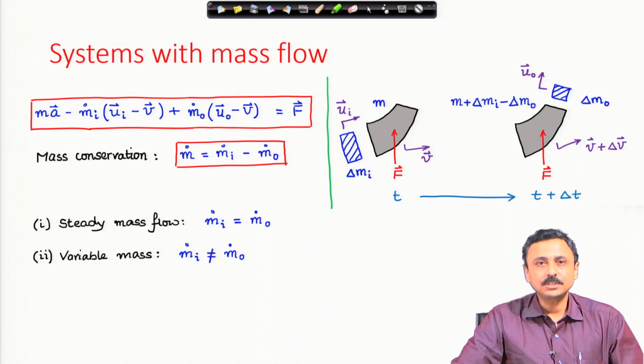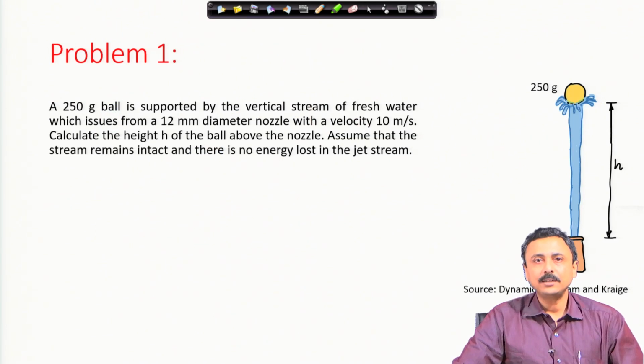In variable mass problems, these two are not equal, that is, mi dot is not equal to mo dot. For example, in a rocket there is no inflow, there is only outflow. Therefore, the rocket must lose mass. We will also look at chain problems, which gain mass. So, we can specialize our master equation for both steady mass flow and variable mass flow problems, and here we are going to look at an example.